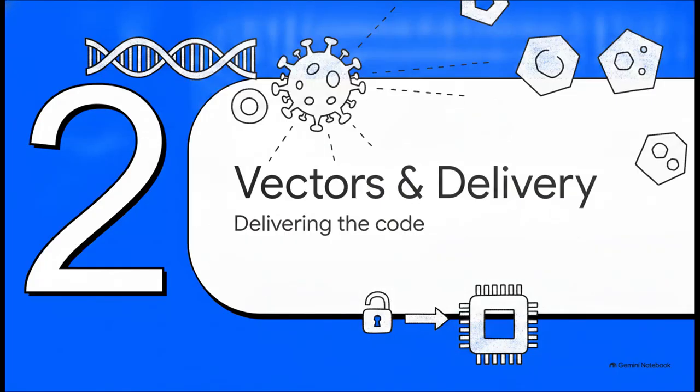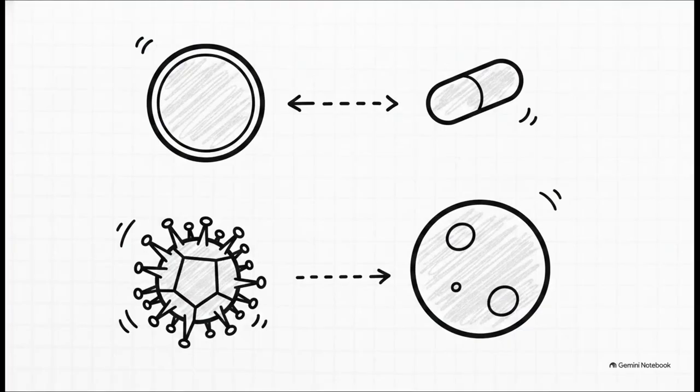Moving on to Section 2, Vectors, delivering the code. Okay, so we have our cut and pasted DNA. But how do we actually deliver this new code? Well, we use naturally occurring delivery systems to get our newly tailored DNA exactly where it needs to go. We primarily use two types of vectors for this.